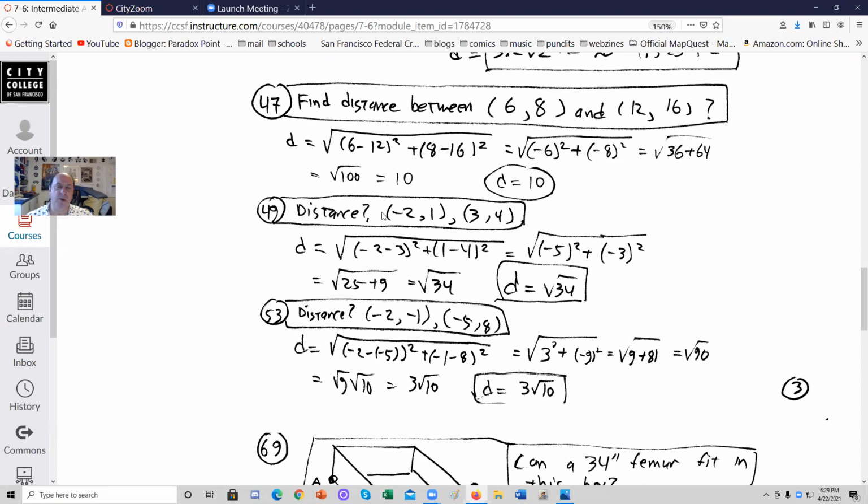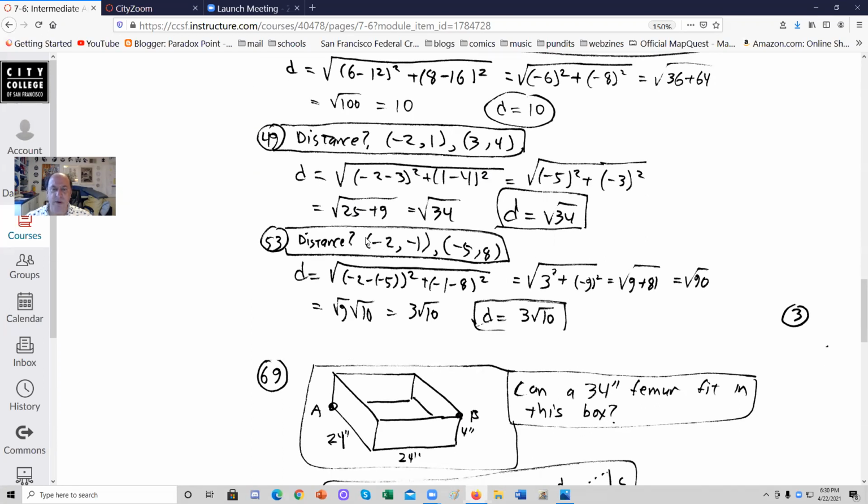What is the distance between (-2, 1) and (3, 4)? Well, root of the sum of squares of differences. Negative 2 minus 3, squared, plus 1 minus 4, squared, all rooted. So this is negative 5 squared plus negative 3 squared, square rooted. Negative 5 squared is 25, negative 3 squared is 9. Add them up, get root of 34. That's the distance, root 34.